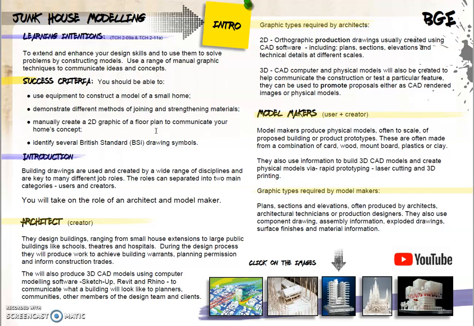Now we have a small introduction to what we class as users and creators of graphics. We've given you two specific job roles. We've given you the job role of an architect, who we've said is a creator of graphics, and the job role of a model maker, who both uses and creates graphics. If you think about the model maker, they may get drawings from the architect, which they would then use to create the actual models that they produce.